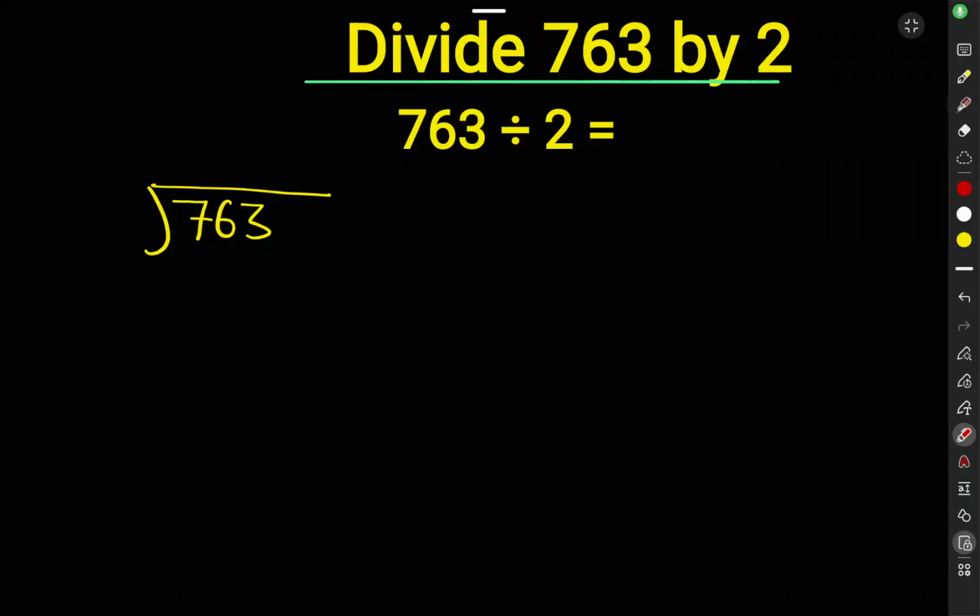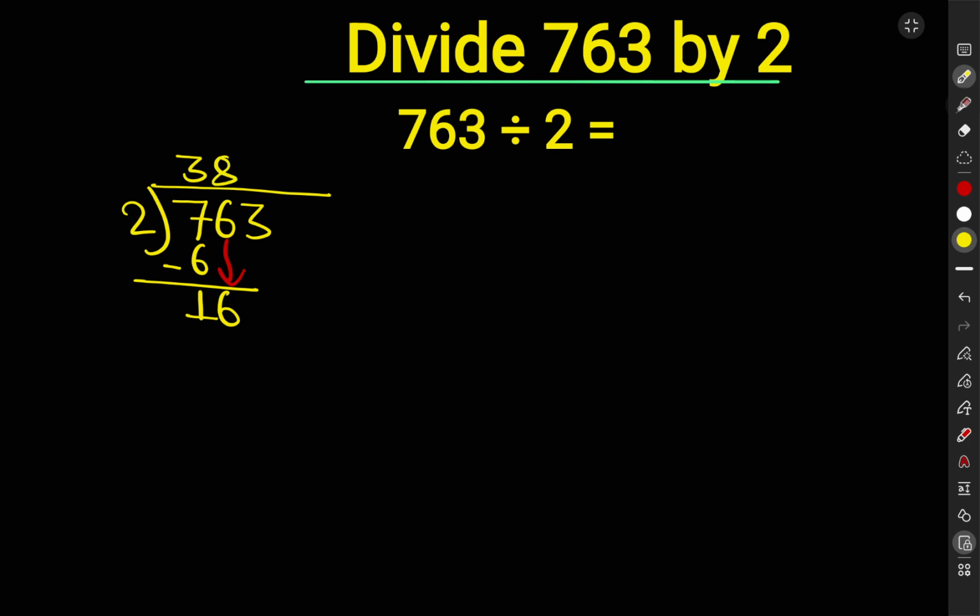We divide 763 by 2 in long division method. So 2 times 3 is 6. On subtracting we get 1. So now we put down this 6 and it is 16.